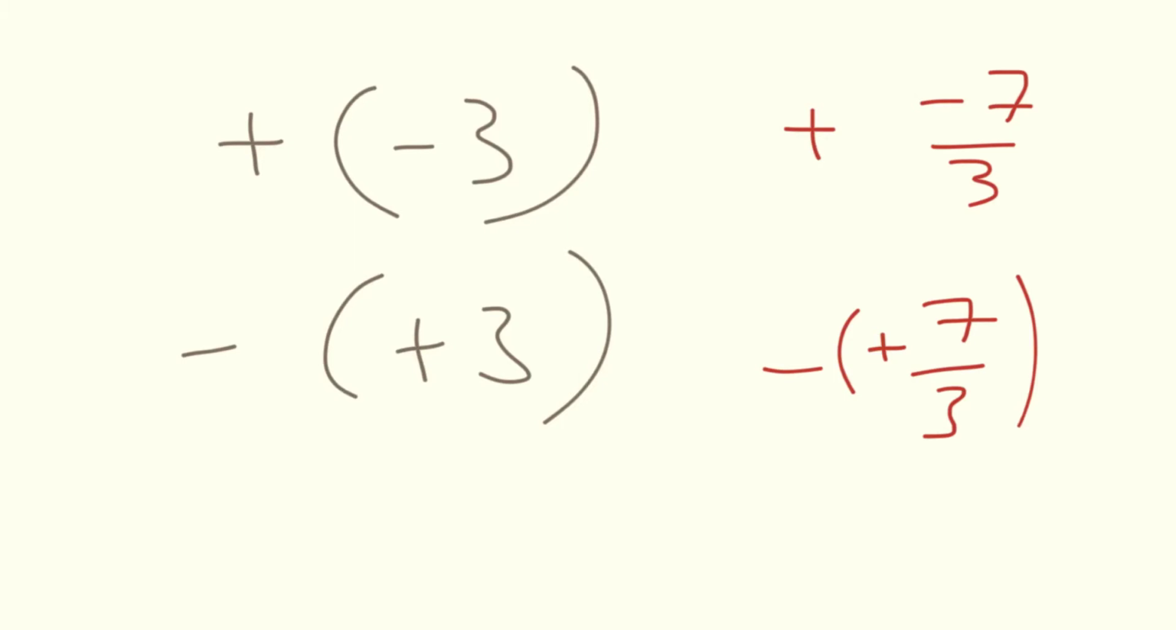There's no difference. At the end, I have a negative term. This whole term is negative, and this whole term is also negative. I don't care how you look at it or how you write it, because the term includes the sign anyway. So a simple way to write this is minus 3, and a simple way to write this is minus 7 over 3.